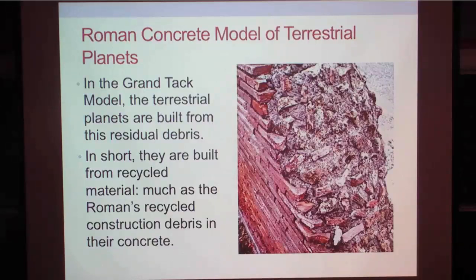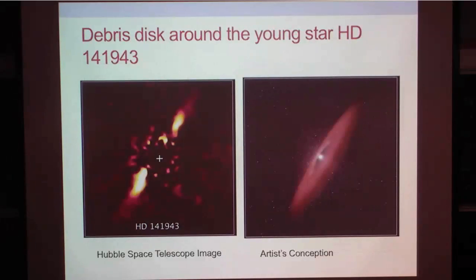Okay, so what does this mean about the composition of the Earth? It's not obvious that we're necessarily going to be so simply related to chondrites. And these kind of debris disks have been found around other stars. There's a Hubble Space Telescope image of one of these debris disks, and here's the artist's conception. So this kind of thing does seem to happen.